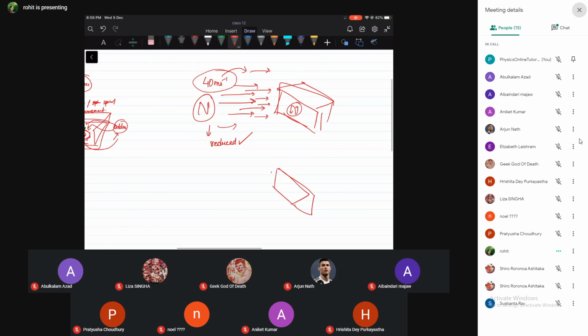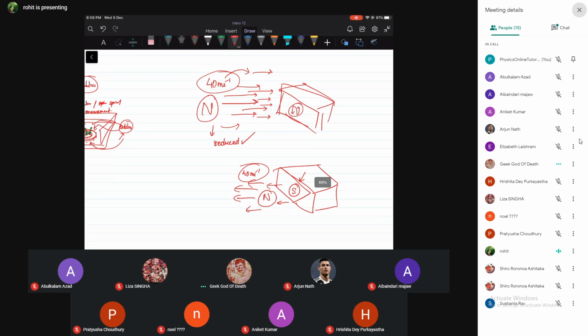Now Kishan is again a north pole, but Kishan is running away with 40 meters per second. What pole will be generated here? South pole, right? Because the metal piece doesn't want Kishan to go away, so it will develop a south pole. Now you tell me, can Kishan go away with a speed of 40 meters per second or not? It will reduce. It's going to hold you back.